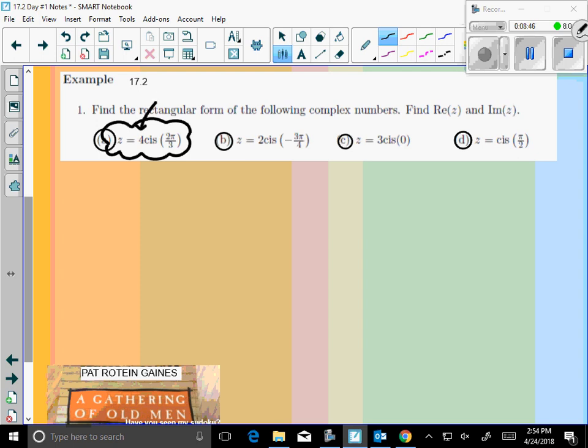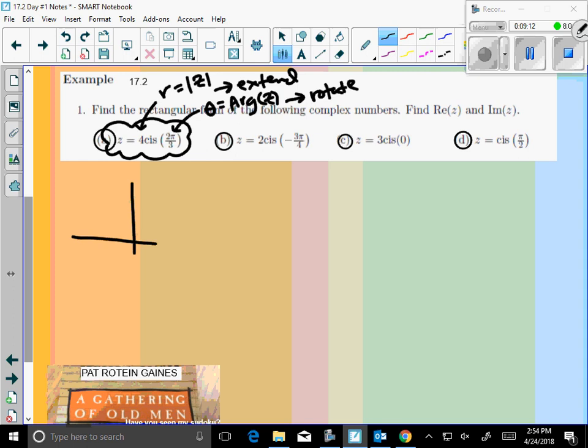All that this means, right, that's r, which is the same as the modulus, which just means extend. Let's extend 4, and then let's rotate. This is theta, which we call the argument, which is rotate. So let's extend 4 and rotate 2 pi over 3. If I extend 4 to the right and then rotate 2 pi over 3, I'm going to end up right about there. So that tells me that the modulus, or the hypotenuse of that triangle, is 4.